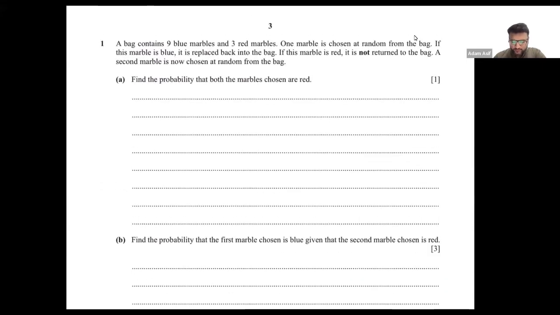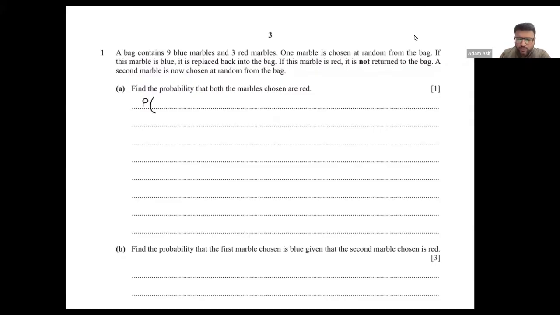The first question is, a bag contains 9 blue marbles and 3 red marbles. One marble is chosen at random from the bag. If this marble is blue, it is replaced back into the bag. If this marble is red, it is not returned to the bag. A second marble is now chosen at random from the bag. Find the probability that both marbles chosen are red. So we need to find the probability that both marbles chosen are red. Red and red.